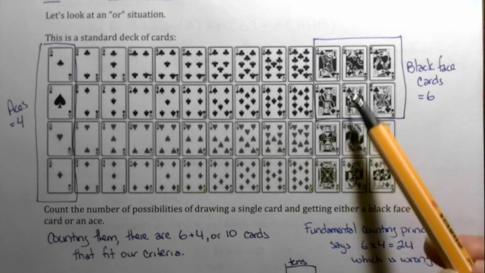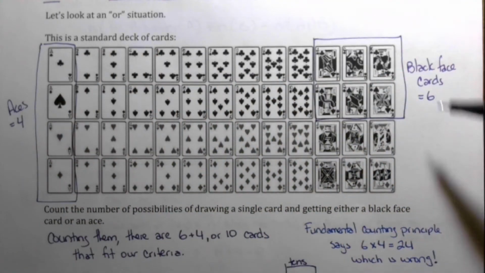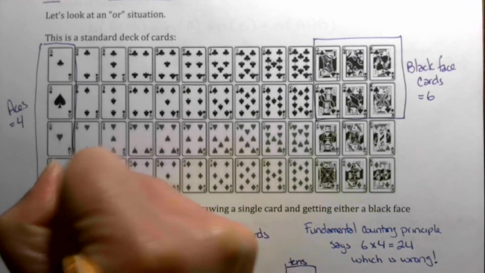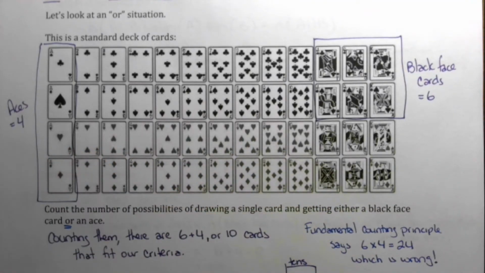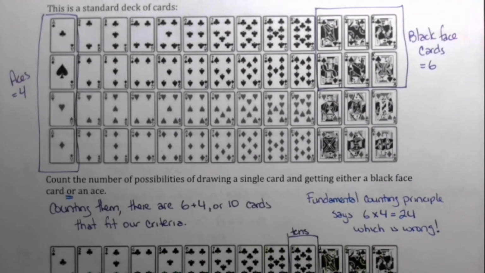There are not 24 cards, if I actually color them or circle them or whatever, that fit being a black face card or an ace. So for OR questions, so there's an OR right here, fundamental counting principle doesn't work. Instead, we're going to add them together. This was the same for union questions, where we said you count up the number of things in A and add to that the number of things in B.